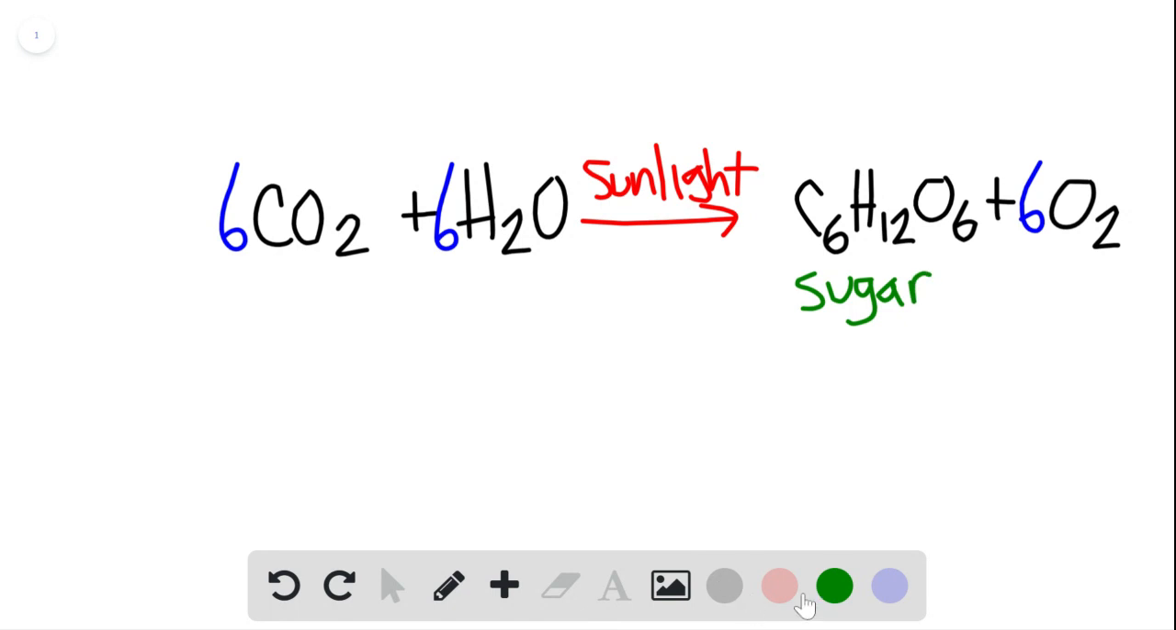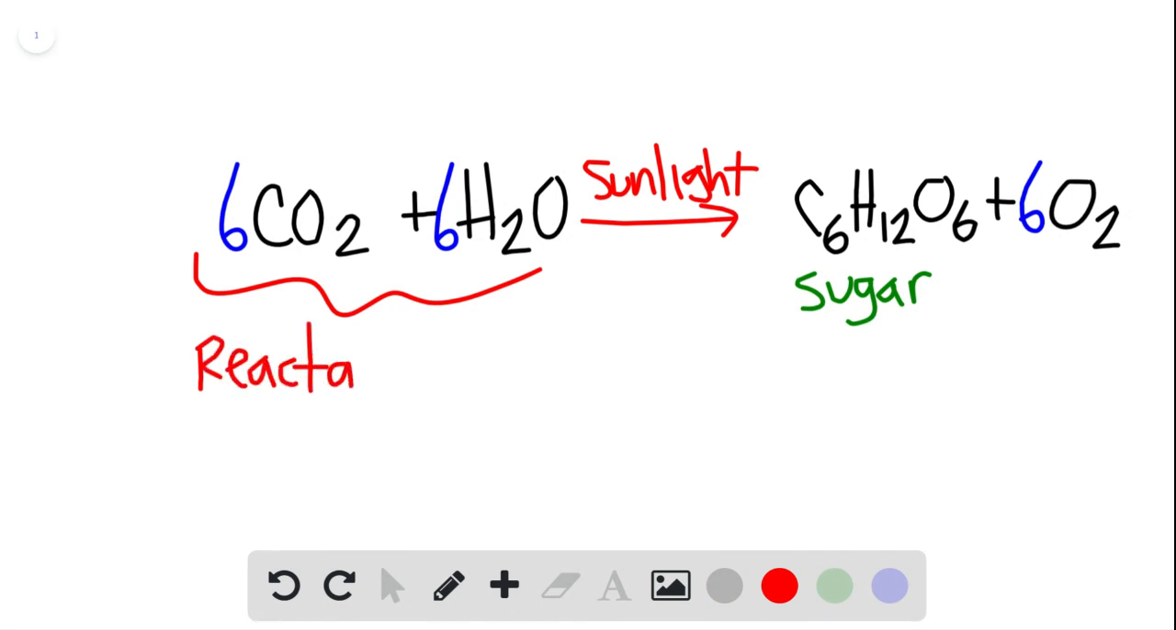And of course, in an equation like this, the items on the left are our reactants. And this sort of feels maybe a little bit more like chemistry than biology, but here we are. And then on the right, these are our products.